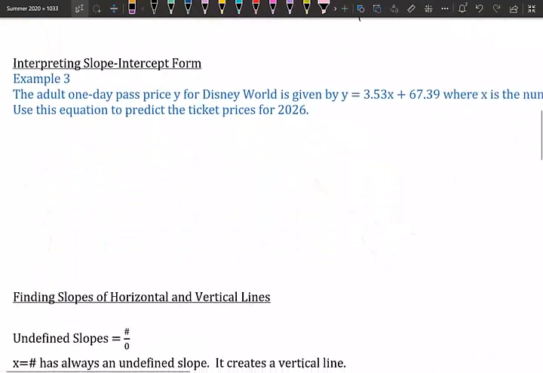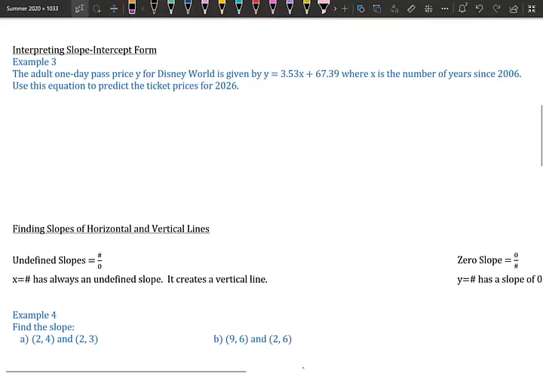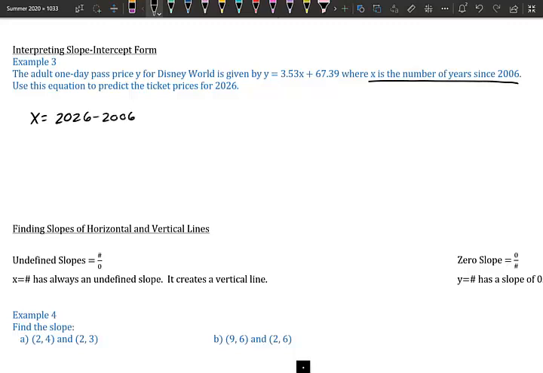Interpreting slope-intercept form. The adult one-day pass price for Disney World is given by the function y equals 3.53x plus 67.39, where x is the number of years since 2006. Use this equation to predict prices in 2026, and we're also going to talk a little bit more about what certain things mean here. So x is the number of years since 2006. So 2026 minus 2006, that's 20 years. So that means x is 20. Let's go ahead and plug it in.